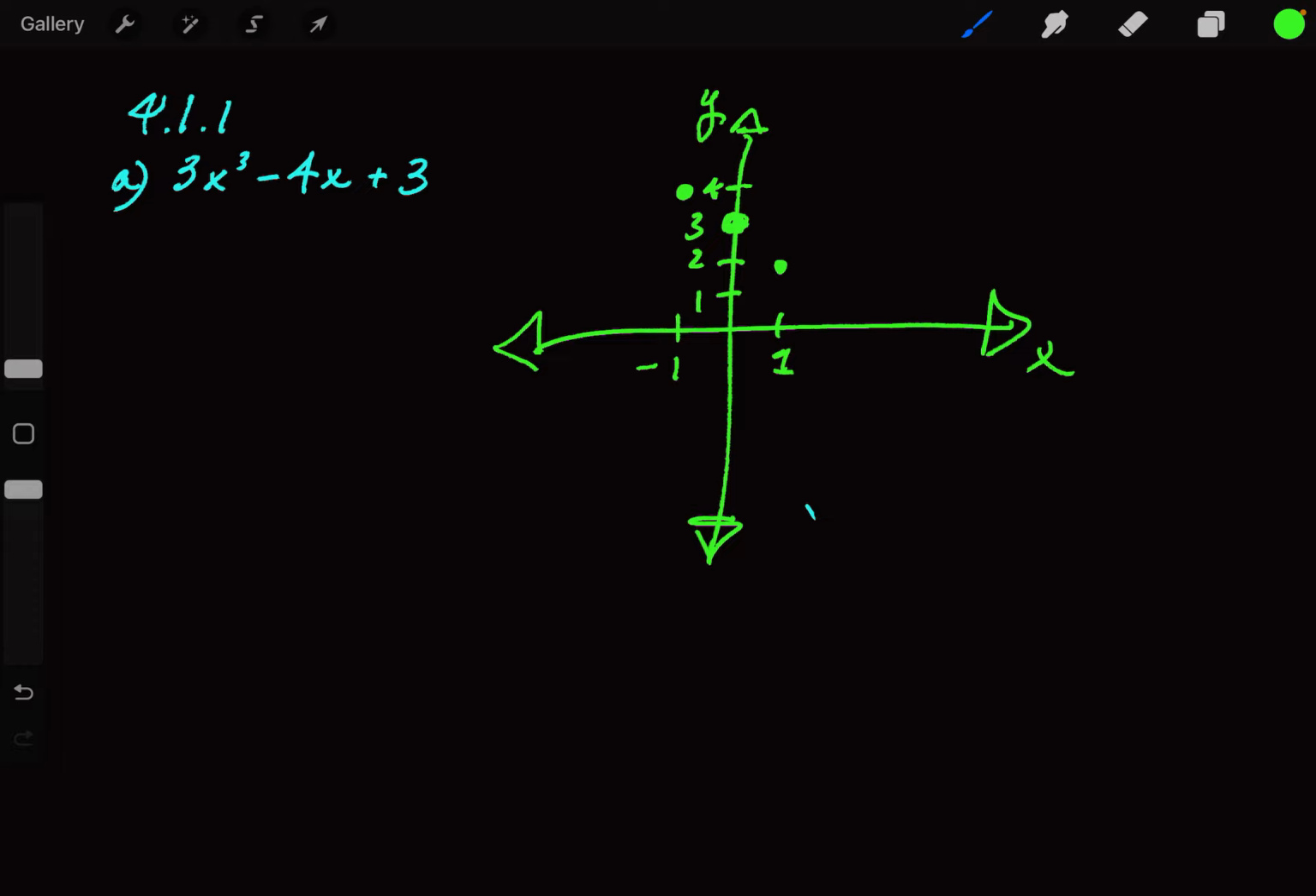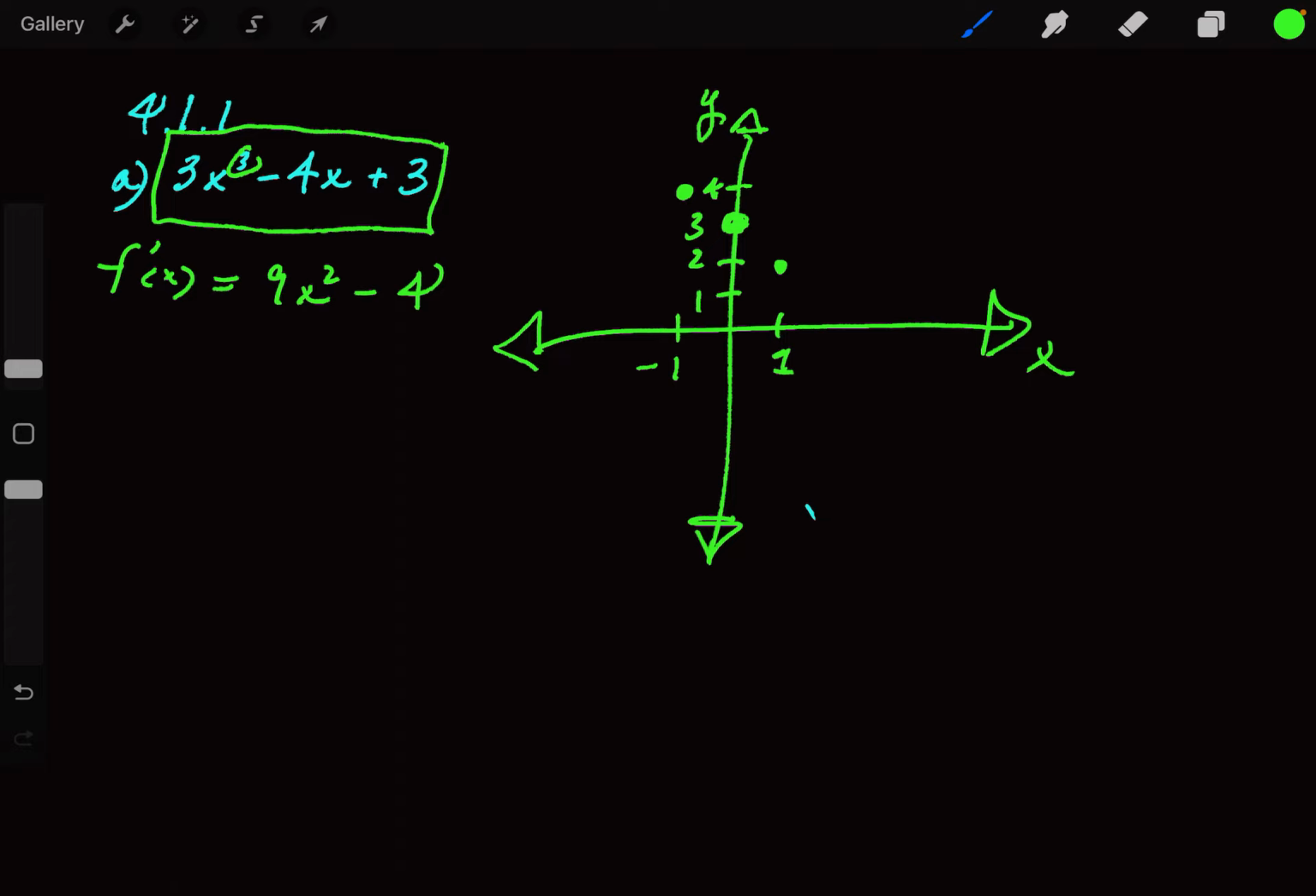Let's find out where this function is increasing and decreasing. To do that, the first thing you want to do is compute f prime of x. So f prime of x is 9x squared minus 4. I bring down the 3 and multiply it by 3, I get 9. The exponent decreases by 1, minus the derivative of 4x, which is just 4. The derivative of 3 is 0.